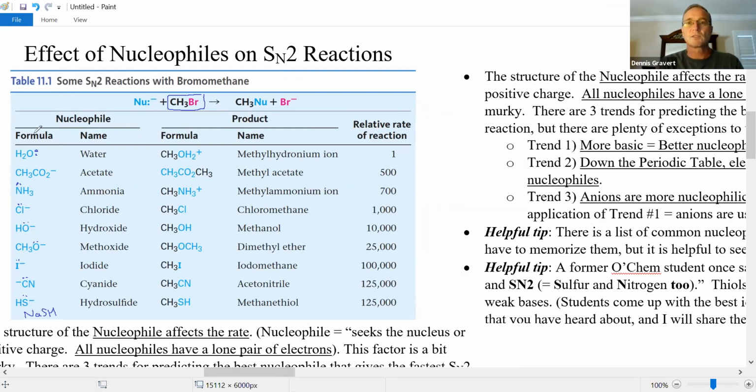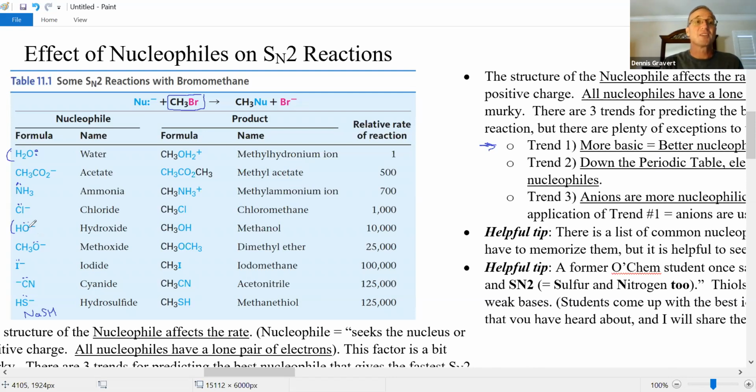First trend, I'm looking over here. More basic, better nucleophile. What are we talking about? Well, let's just pick out a couple of these nucleophiles. Let's compare water with hydroxide. Who's more basic? Water is a weak acid and a weak base. Hydroxide ion is a strong base.